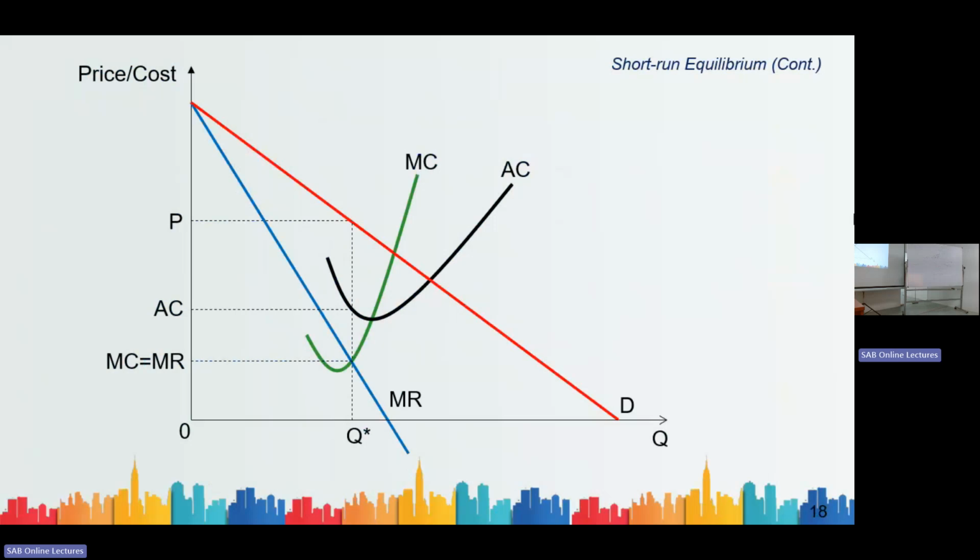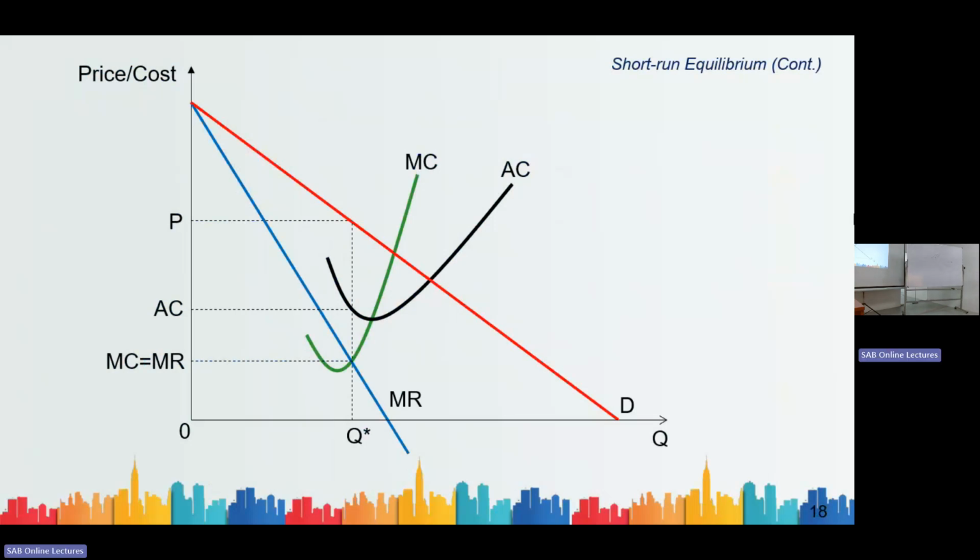So this graph shows the profit maximization condition. Demand curve is downward sloping, marginal revenue curve is also downward sloping, and it's twice as steep as the demand curve. We have marginal cost curve initially decreasing and reaches the minimum point, and then increases.